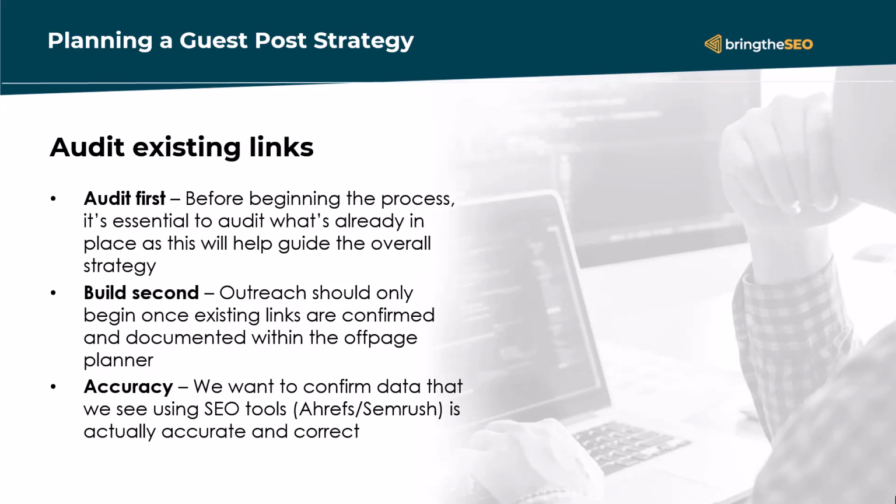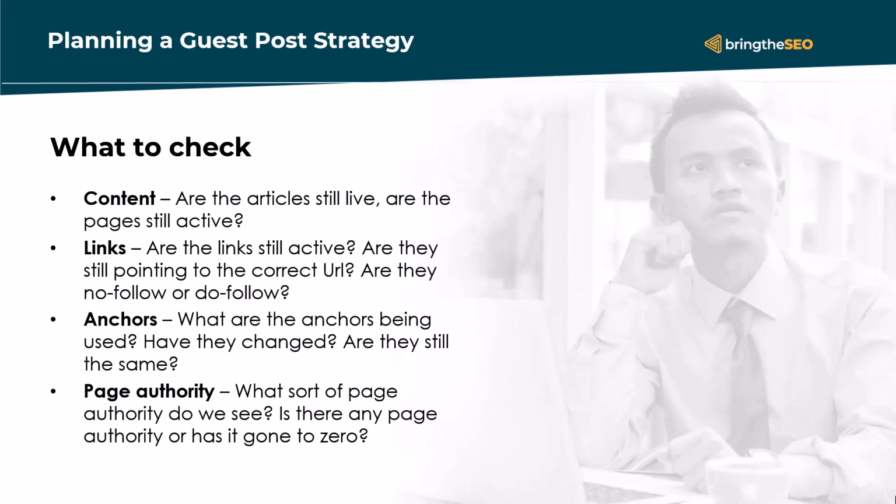We can use SEO tools like Ahrefs or SEMrush to do that. Firstly, we'll need to check the obvious thing, right? Are the articles, or at least the content or pages that are pointing to the target page, still live? Are these pages still active? Likewise with links, are the links still active? Are they still pointing to the correct URL? Are they nofollow or dofollow? We need to take all of this information, gather it up and put it into the off-page planner.